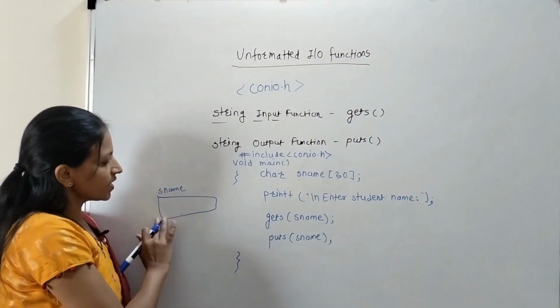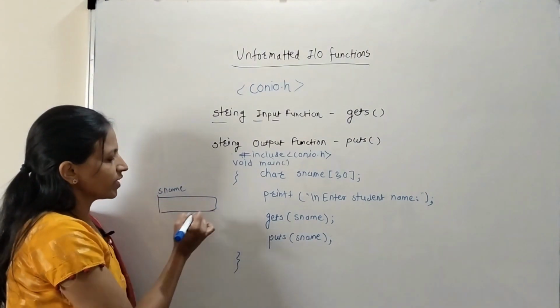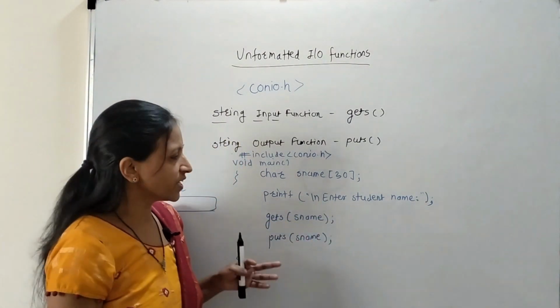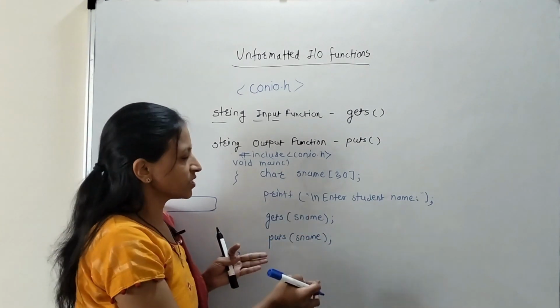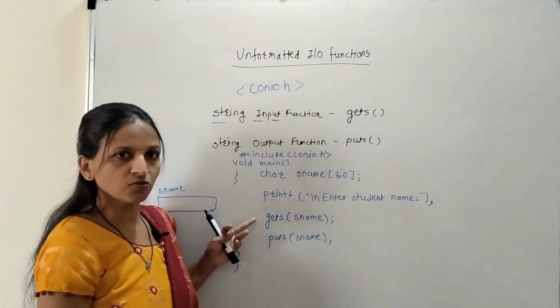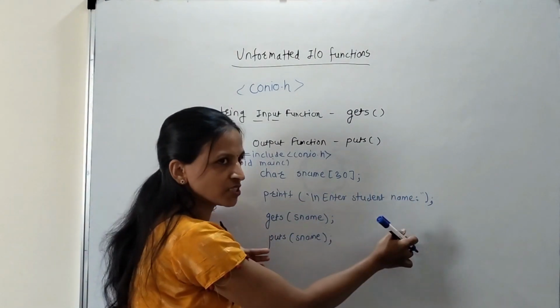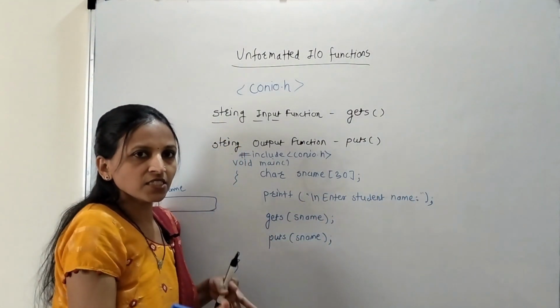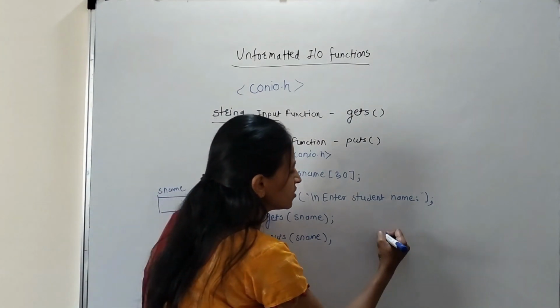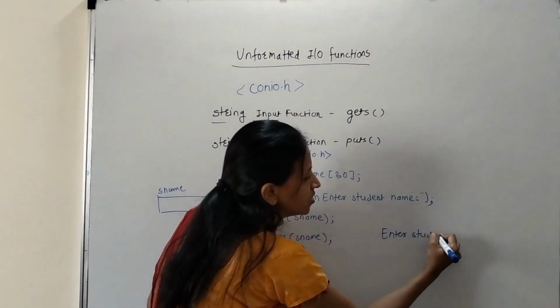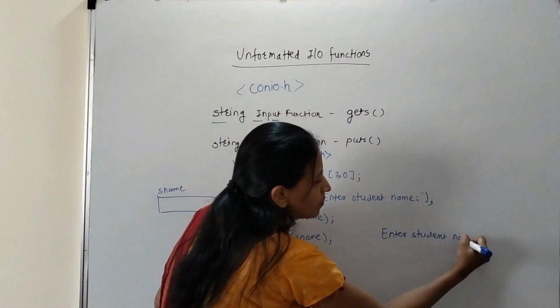Now this is just an array, an array of characters. Now see, this "Enter student name" message will get displayed onto the output screen. Why? Because we have written it using printf. Whatever we write as a control string inside printf will get displayed onto the output screen. That's why we will get a message like "Enter student name" in this way.